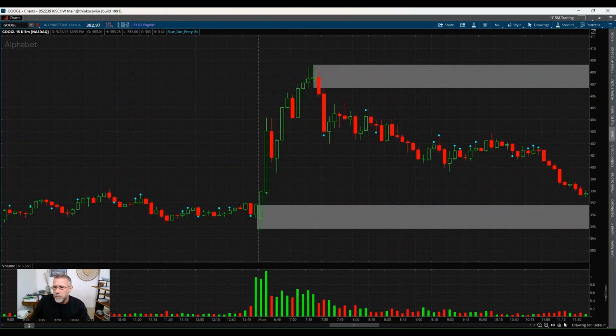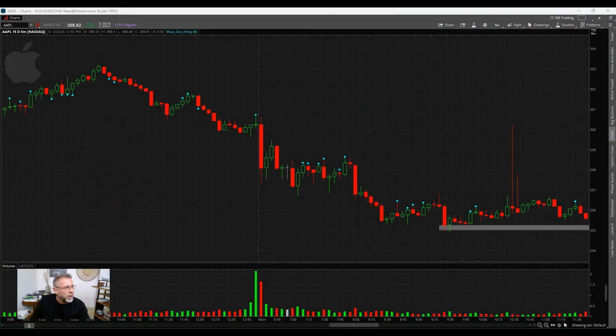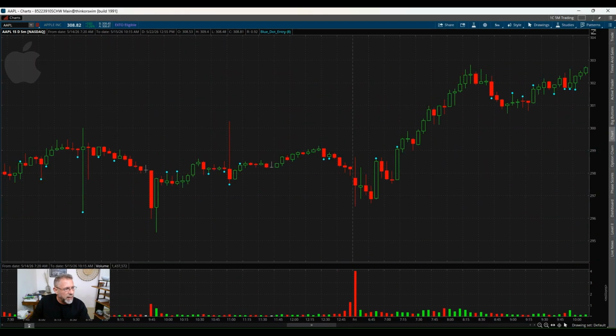Let's look at just a couple more to get some other examples. This is Apple, the Apple chart. Here's a downtrend, decent places to get in, good place to get in. So again, do you know it's a downtrend? Have you established that it's a downtrend? If so, you can look for these blue dot entries to get in.